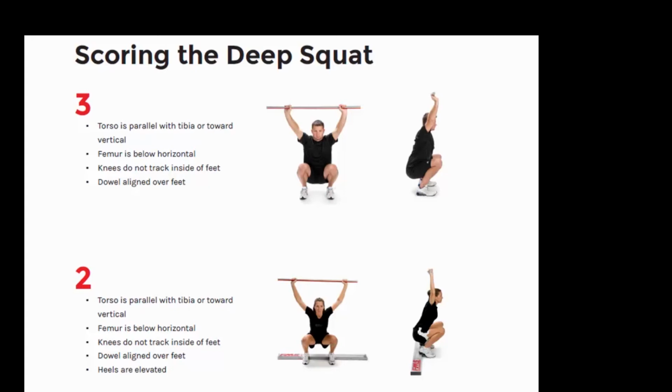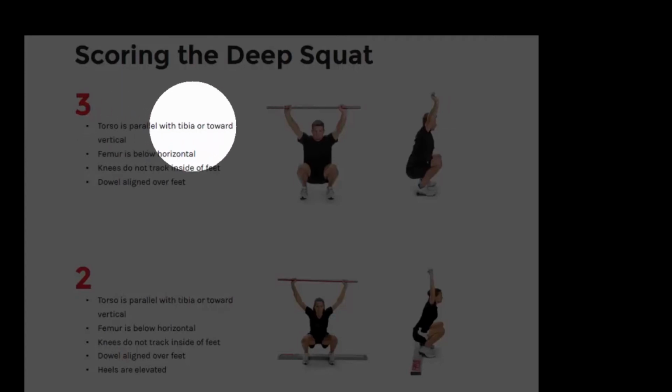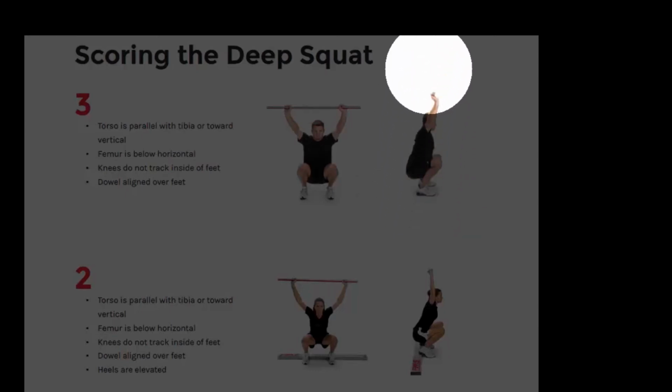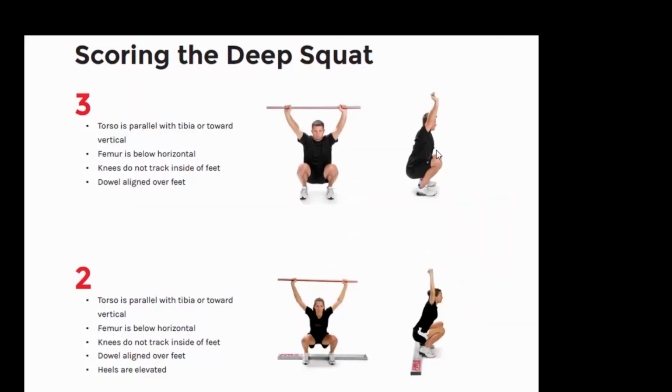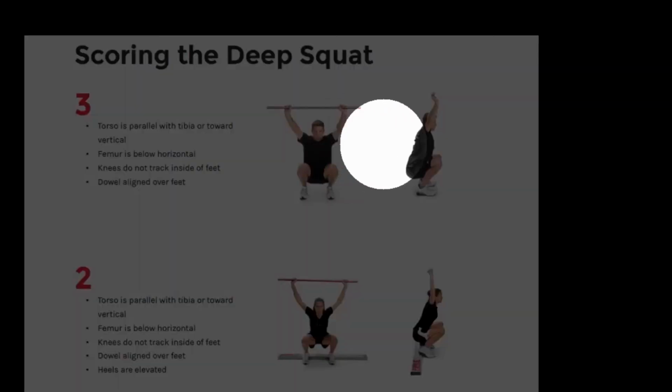So in this movement pattern test for a deep squat, a 3 is indicated by, for example, the torso is parallel with the tibia or toward the vertical. You can see here it is almost a vertical alignment of the trunk with respect to the vertical line. Femur is below horizontal. That means basically the angle of the knee is greater than 90 degrees. Actually, in this case, greater than 120 degrees. Knees do not track inside the feet, called varus valgus at the knee here, and the dowel is aligned over the feet as shown here.